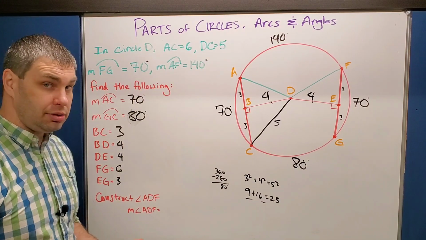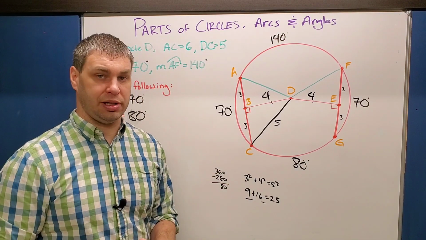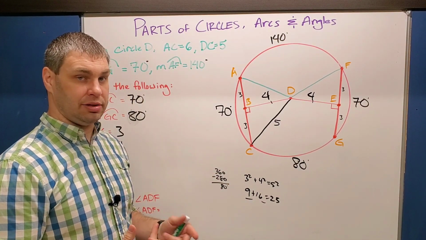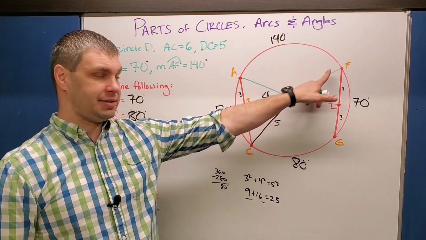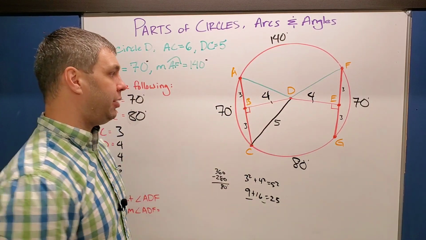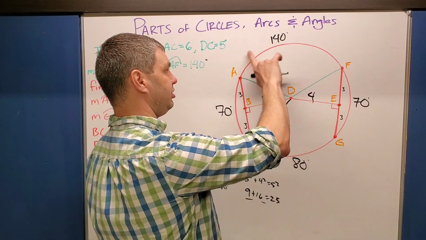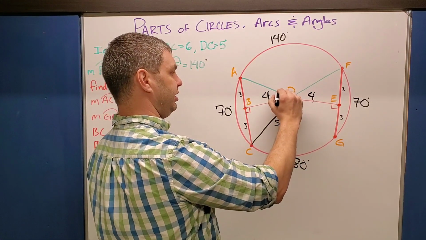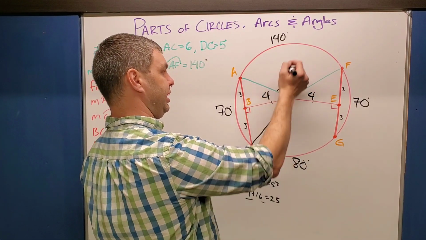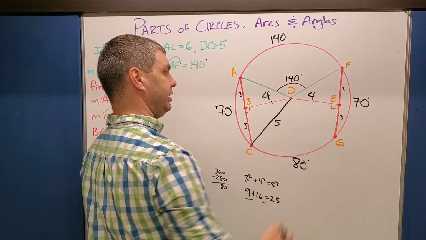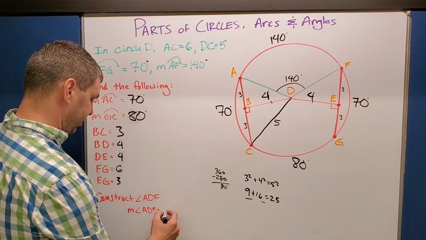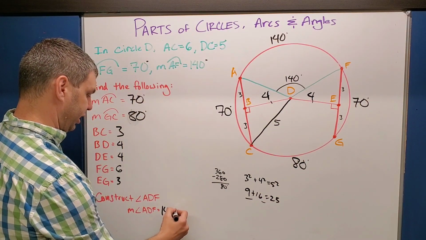Well, what kind of angle is it? We talked about this in the very first part of this video. That's a central angle because the vertex is the center. And we know that central angles have the same measure as their corresponding arc. And so this angle here is going to also be 140 degrees. So therefore, the measure of angle ADF is 140 degrees.